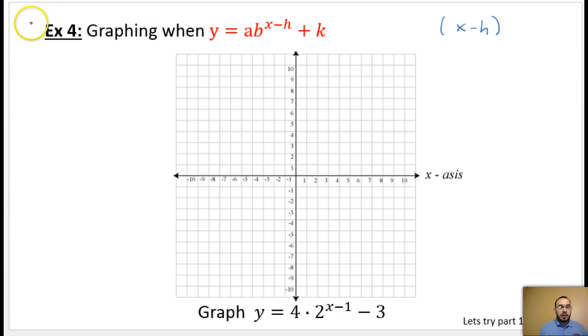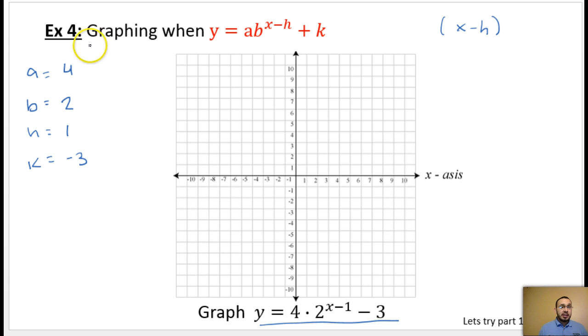So let's go ahead and follow our steps for this example. We're going to list the value for a, b, h, and k. So here is our equation. Well, a is just equal to 4. B is equal to 2. H, we're going to take the opposite of this. So instead of negative 1, it's going to be a positive 1. And k is going to be negative 3. There we go. So we're done with step 1.